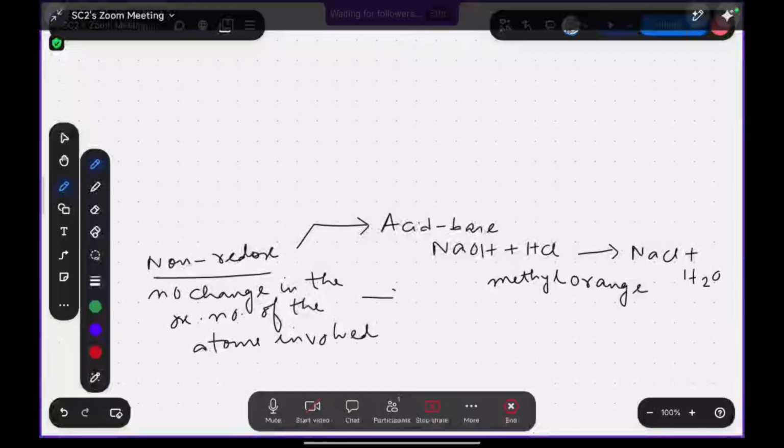The next one is complexometric titration, using EDTA and all that. It is not in your syllabus right now. Just know the types of titrations that are non-redox. So non-redox titrations: acid-base titration, which you will be doing in your lab, and the next one, complexometric titration. Another type is the precipitation titration.